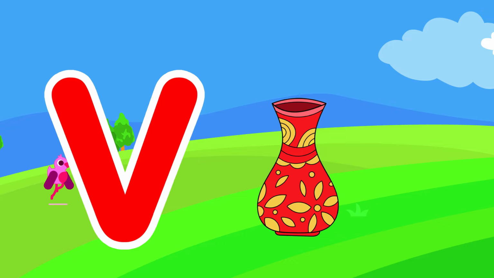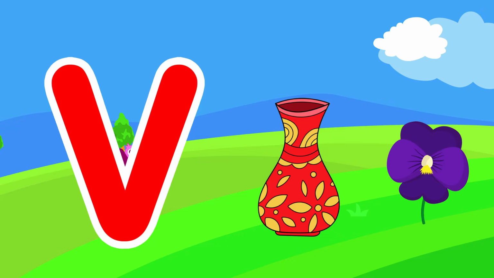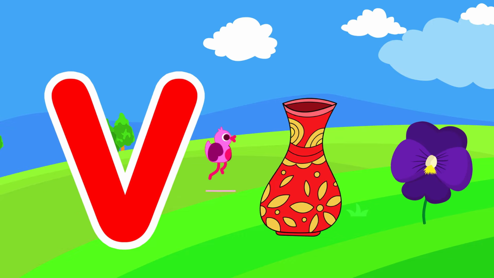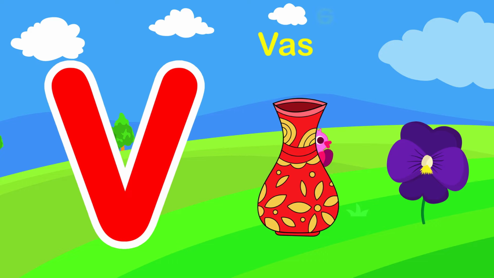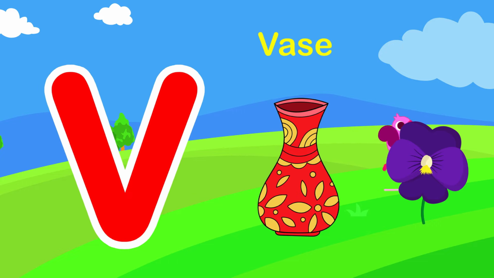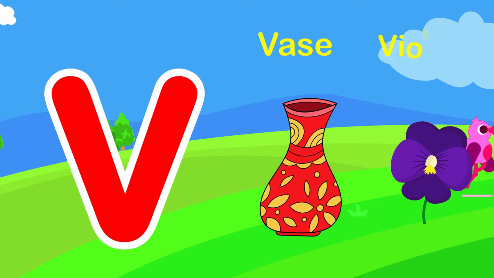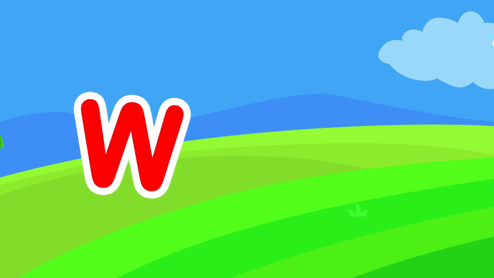V is for vase, vase. V is for violet, violet. V is for vase. V is for violet.